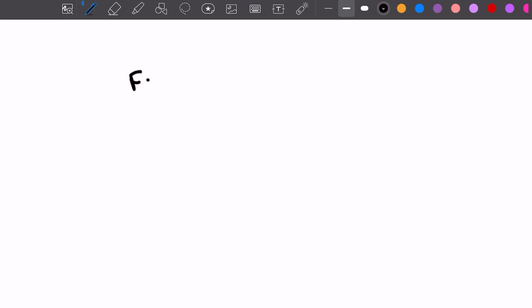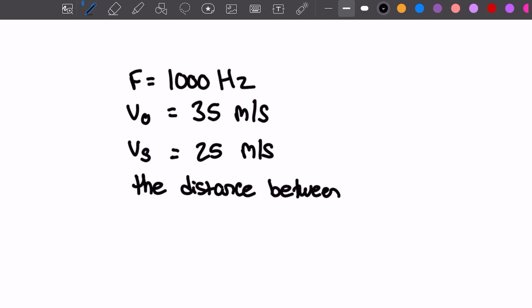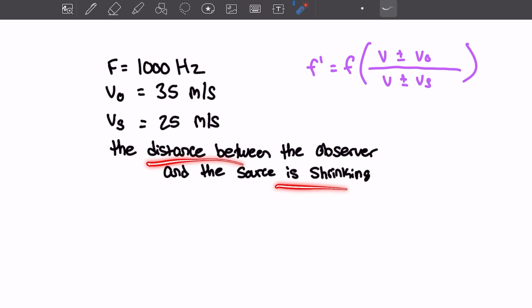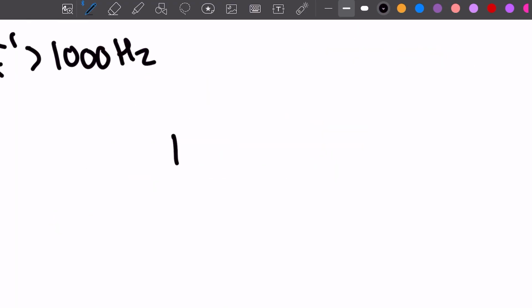Let's take this example. F is equal to 1000 Hz. V sub O, I'm going to say, is equal to 35 meters per second. V sub S is going to be 25 meters per second. And I'm going to tell you that the distance between the observer and the source is shrinking. We know that the distance between us is shrinking, so that means that we'll get a higher observed frequency. F prime is going to be greater than 1000 Hz. So we know that our numerator has to be larger. But there are two ways of doing that.